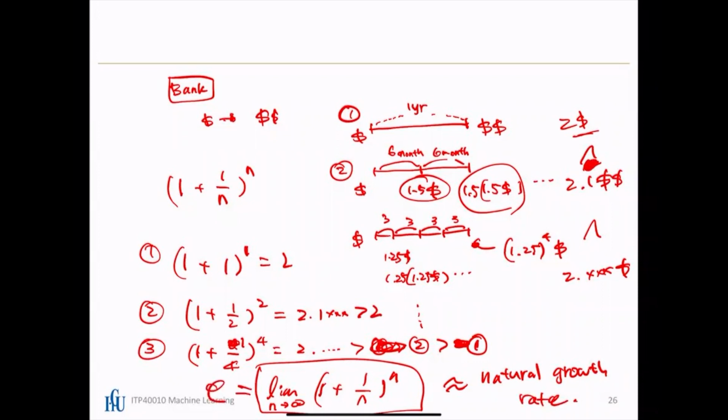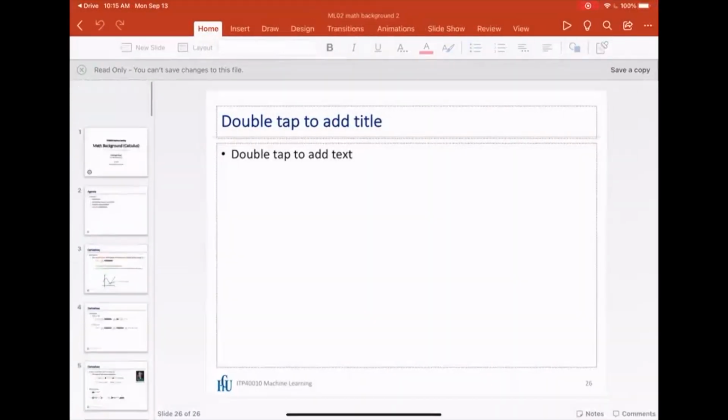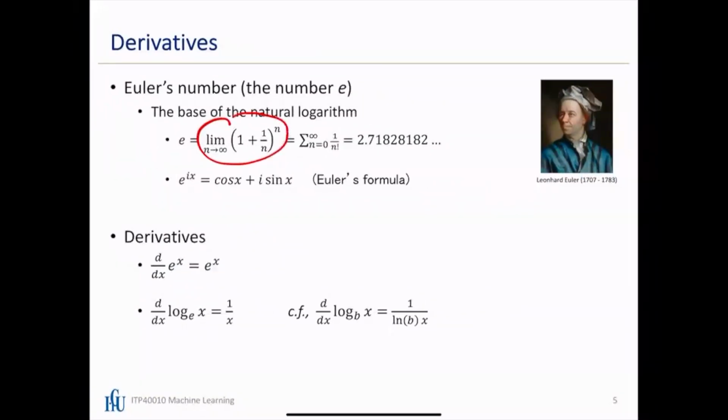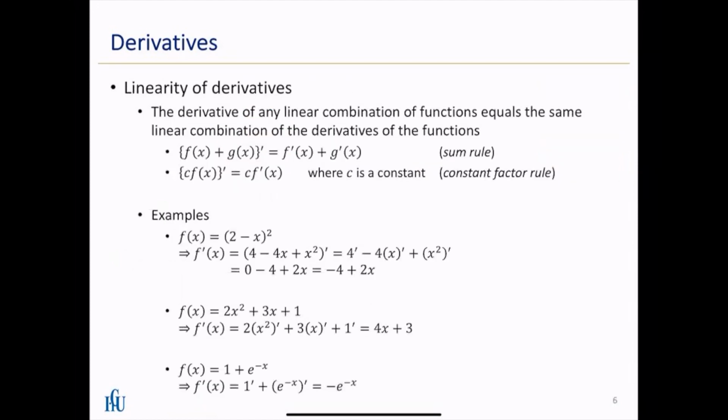The definition of e comes from this kind of calculation. Just a side note. Again, the same definition here, and if you calculate that, it's going to be 2.71828 and so on. So that was the Euler number.